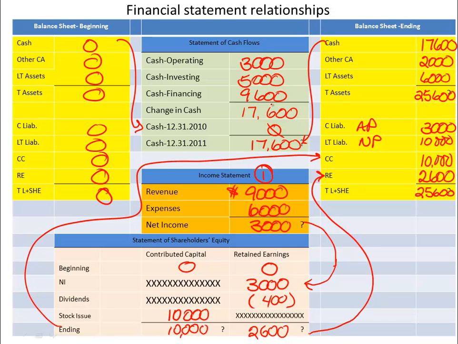So here's how we have the interplay of building the financial statements. Remember, it's always the income statement first, statement of shareholders' equity second, balance sheet third, and finally the cash flow statement. And those are their interrelationships as well.